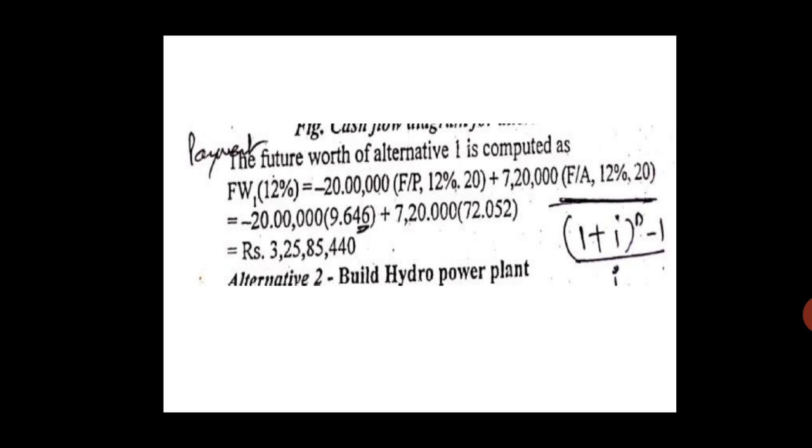So this F/P at 12% for 20 years and F/A at 12% for 20 years, you get the values as 9.646 and 72.052. This you multiply with the 20 lakhs and 7 lakh 20,000 rupees. So you get the value as 3 crore 25 lakhs 85,440. Okay. Now how this factor has come, 9.646 and 72.052? Now we will see here.